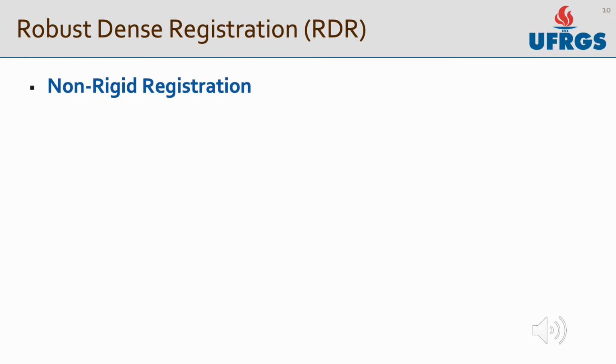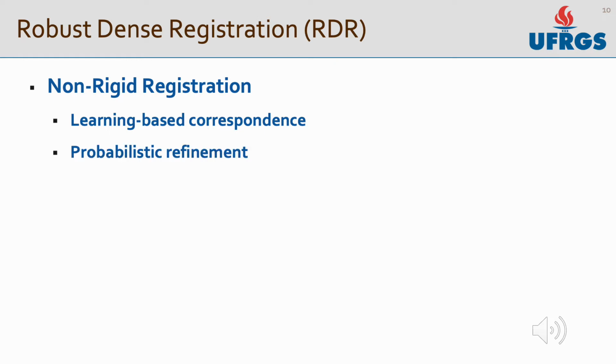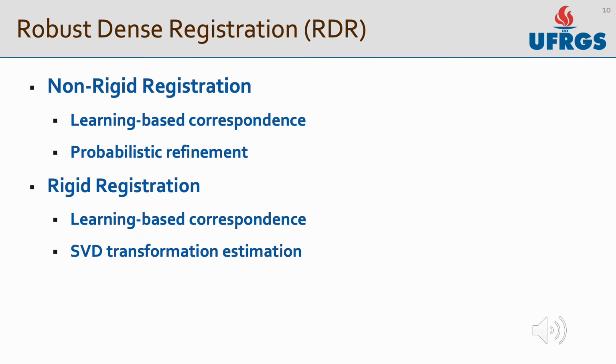On non-rigid, we have, as mentioned, two steps. First is the correspondence estimation by a proposed neural network. The second is a probabilistic refinement that, through an iterative optimization, computes the final registration. On rigid, we have the same neural network, but followed by estimating the rigid transformation with SVD. This process also uses cyclic consistency and multiple iterations.